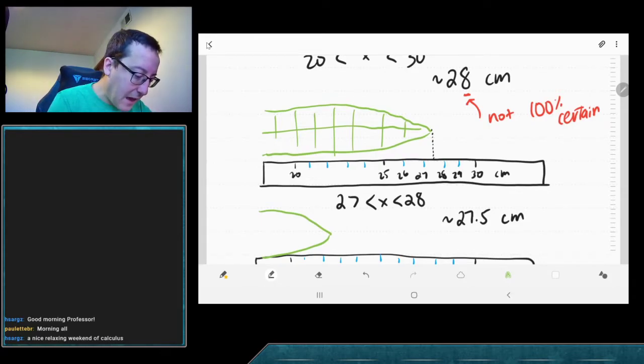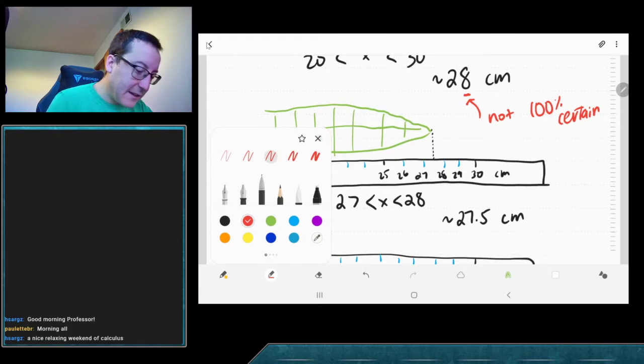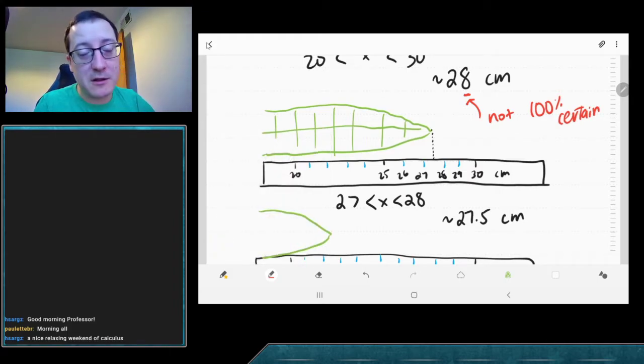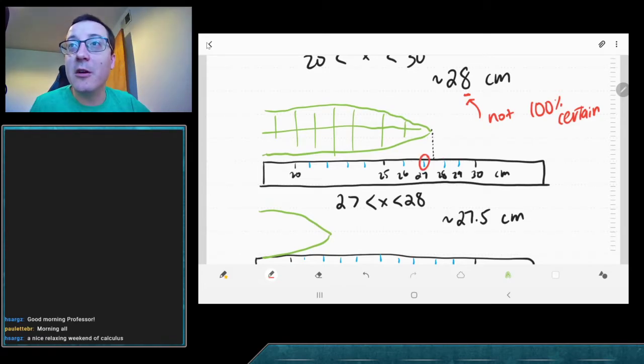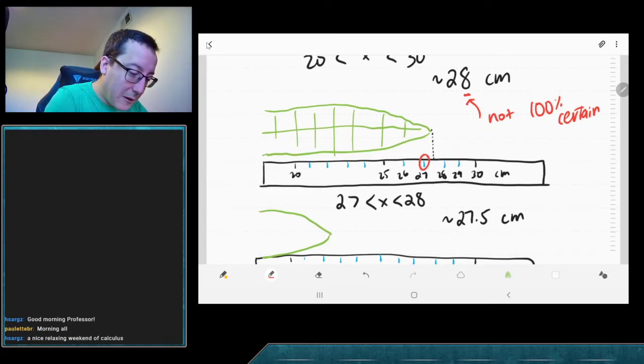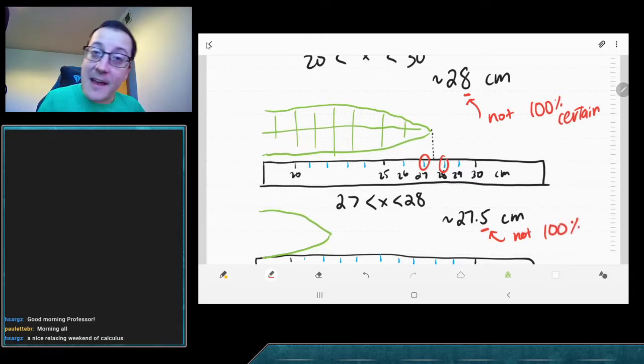And so again, we know for sure it's bigger than 27. We can see that. 27 is right here. We know it's farther than 27. We know it's less than 28. So the only one that's not 100% certain is, again, that last digit.